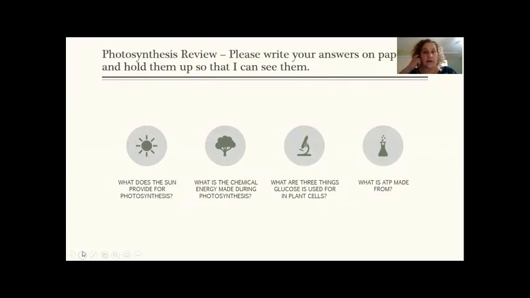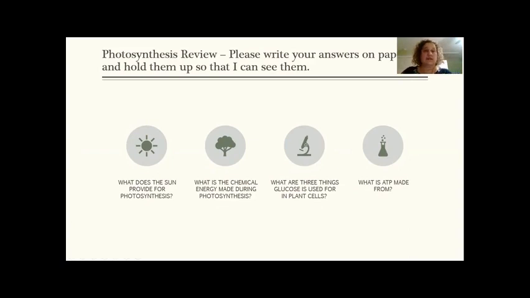All right, so let's see how you're coming with this. Let's do a little bit of a knowledge check. Please write your answers on your dry erase board or piece of paper and hold them up so I can get a look to see how everybody's doing. I'm gonna leave this up for a little bit so you guys can go ahead and see all the questions.